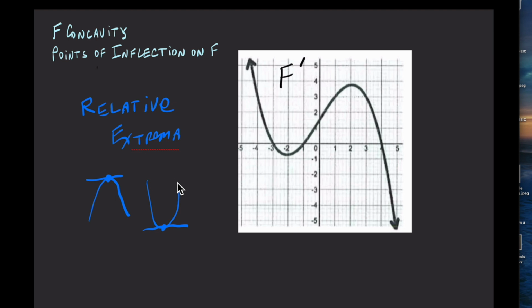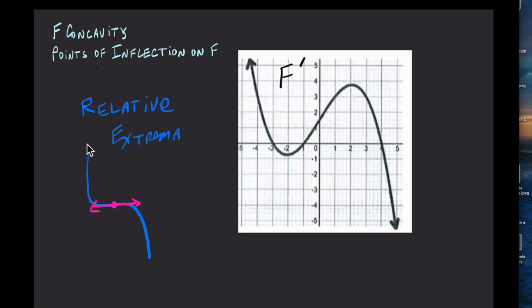Now, I want you to be very careful. Not all zeros on an f prime graph, not all values of y equals 0 on an f prime graph, is going to manifest as a relative or local minimum or maximum on the f graph. And here's why. Let me give you an example. Suppose you had this on your f graph, one of these portions of the graph where indeed the slope is 0. Okay, let's look at what would happen here.